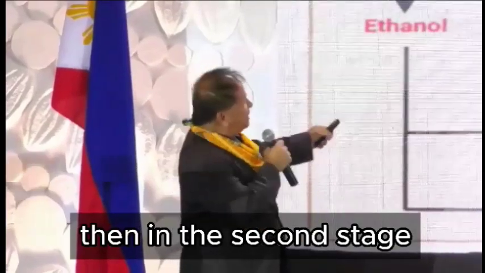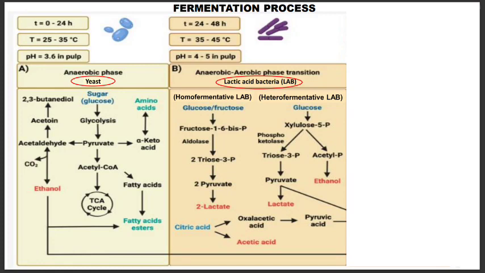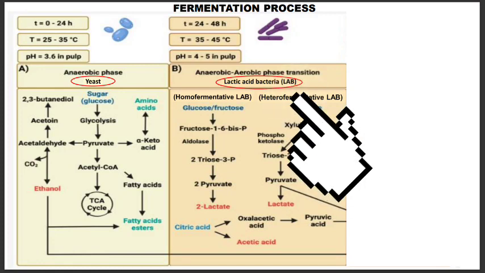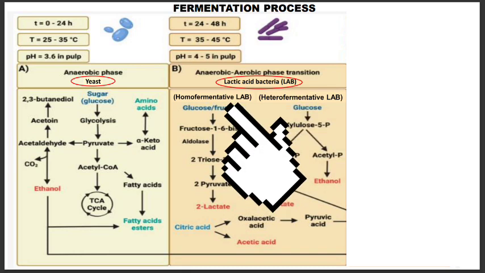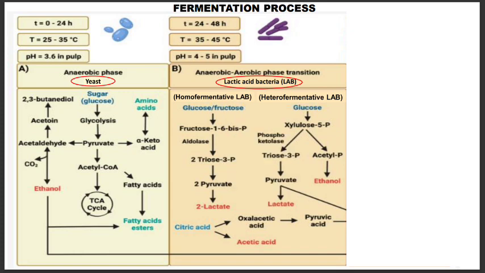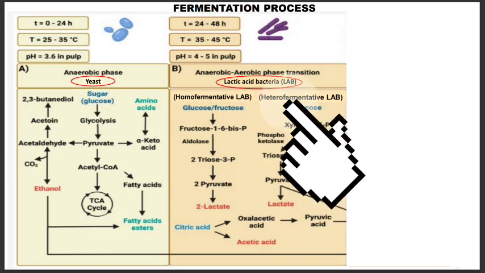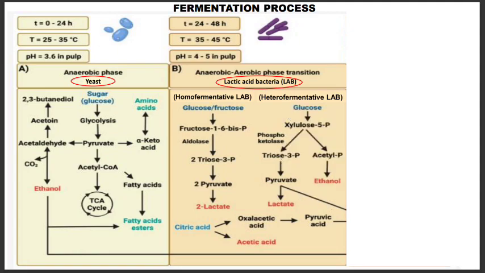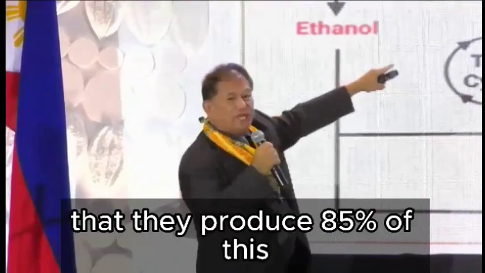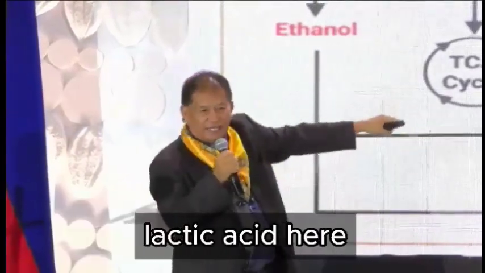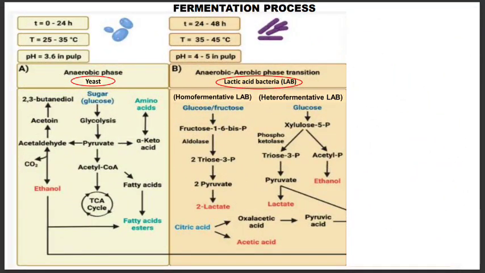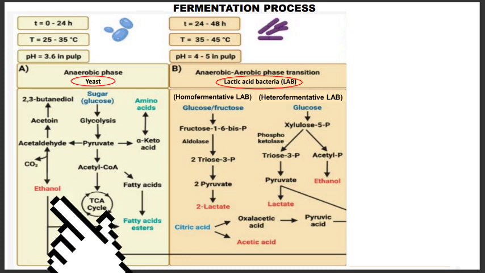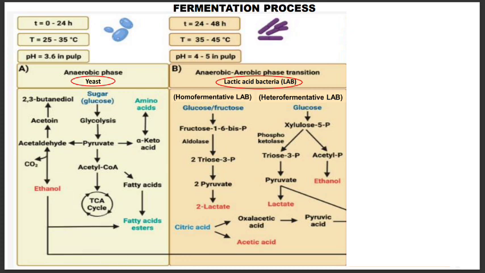Then, in the second stage in here, 48 hours, this is now the function of the lactic acid bacteria. There are 2 types of lactic acid bacteria. We have the homofermentative LAB or lactic acid bacteria. Again, this makes use of the sugar, as well as the heterofermentative LAB. And they both use the sugar, but there are 2 pathways that they have. The homofermentative produces 85% of this lactic acid here. And the other one produces different organic acids or metabolites. We have here the ethanol and the lactate, which will be processed later on, and other kinds of acid.